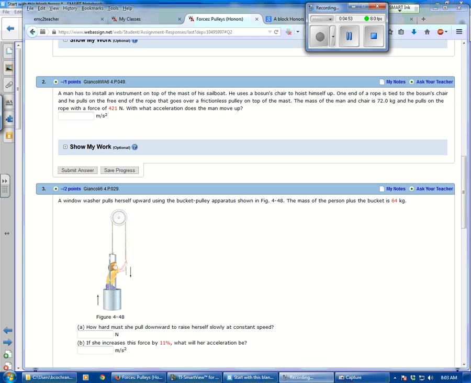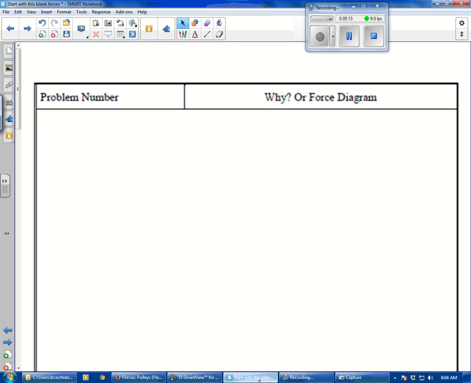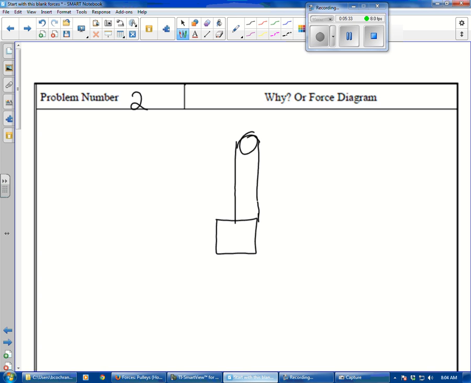Alright, so looking at number 2. If you want to picture it, you can picture number 3 here. That's the same setup. So, using my drawing ability here, this is number 2. We have the man in his chair. The rope goes up, goes around the pulley, and then it is attached, connected to the man again.